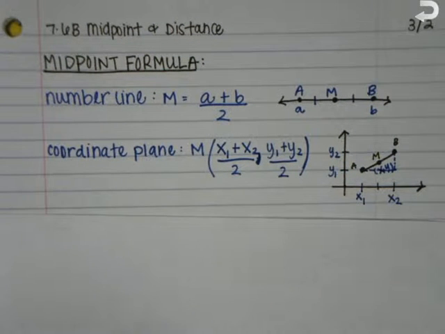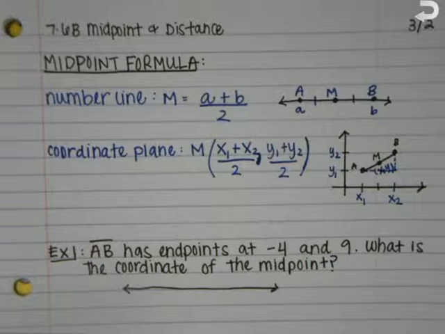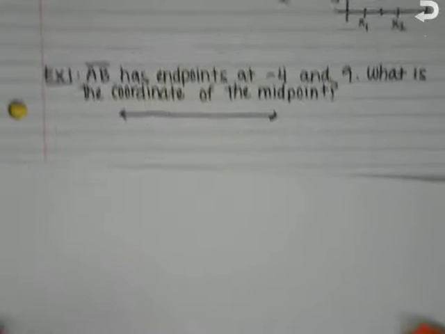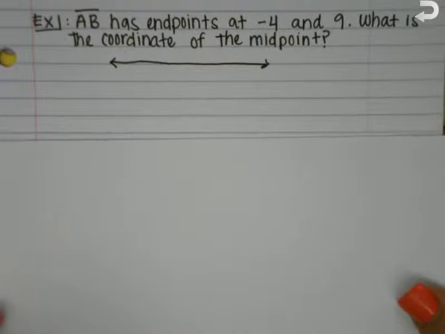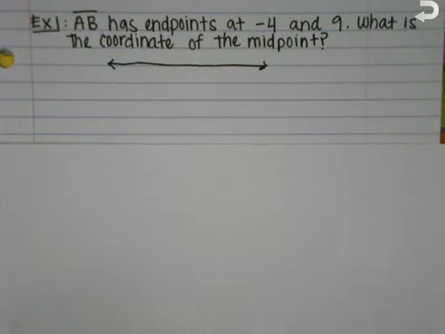So let's do a couple of examples using the midpoint formula, and then we're going to derive, mathematically, the distance formula. So here's your first example. Segment AB has endpoints at -4 and 9. What is the coordinate of the midpoint? And then I drew a number line.